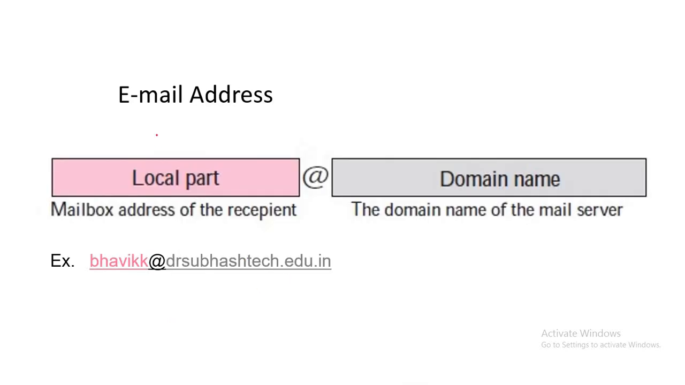Let's see one email address structure. There are two parts: one is the local part and another is the domain name. Here I have taken the example of my email ID. Whatever text I am using, Bhavik K, that is my name and the first character of the surname. This is the local part.